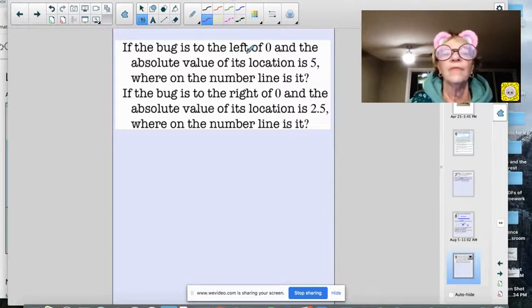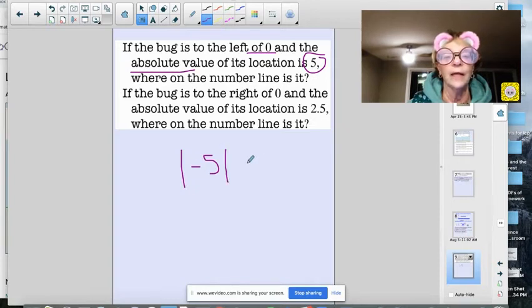So if the bug is to the left of 0 and the absolute value of its location is 5, where on the number line is it? Think about it. It'd be at -5. But the absolute value of -5 is still 5. It's 5 jumps away from 0.